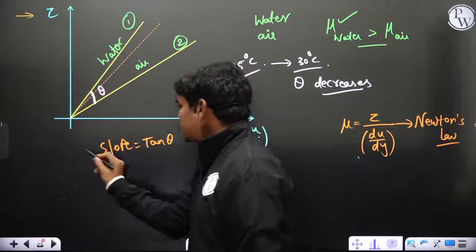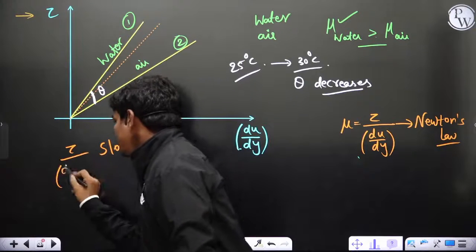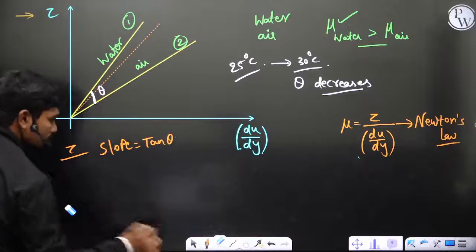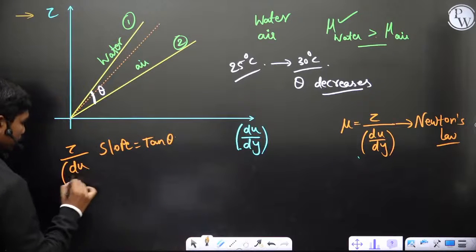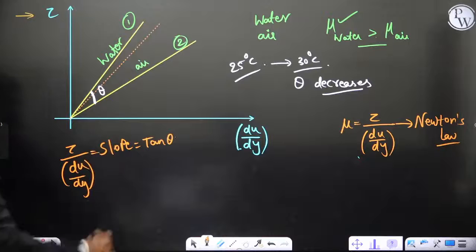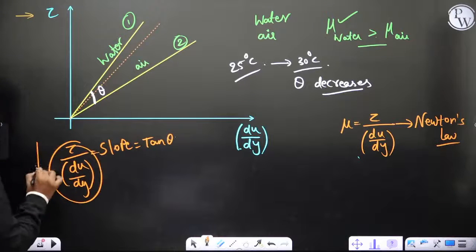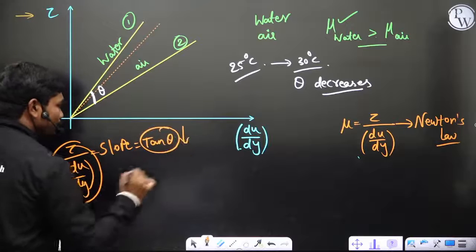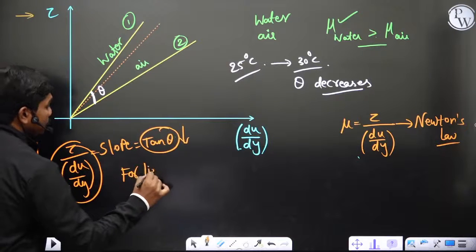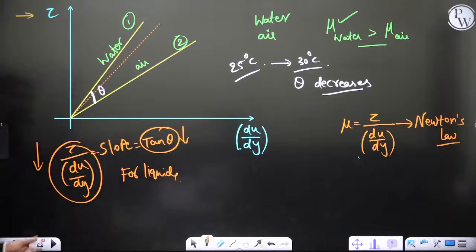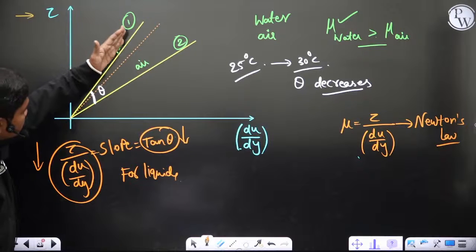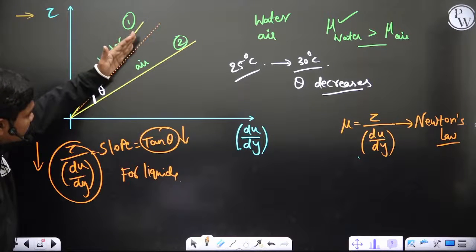So slope is equal to tan theta, and slope is actually tau by du by dy. So this is the slope. As temperature increases, obviously this quantity will decrease. That means this theta should decrease for liquids. So in this case, this water line will slightly decrease its slope.